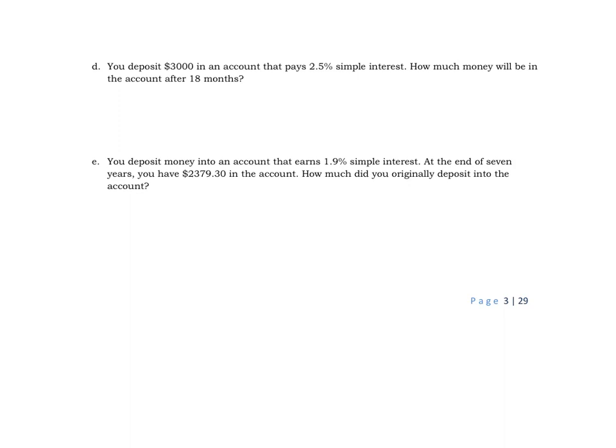Finance example 4, D and E. You deposit $3,000. Okay, so if that's how much you deposited, that's going to be your principal. In an account that pays 2.5%, so that's your rate.